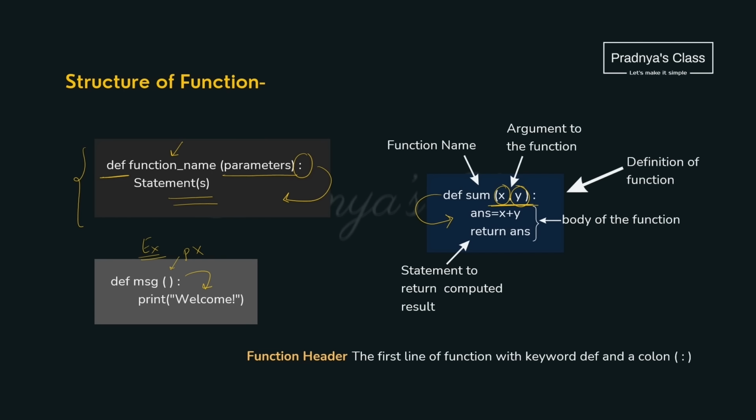Here are different names given to the different parts of the function. The first part is function name. It is nothing but identifier. These are the parameters, or we can say argument to the function. This complete line is known as function header. The block of statements is called as body of the function. And using return statement, we generally return the computed or the calculated value to the main program. And this whole thing is the definition of the function.